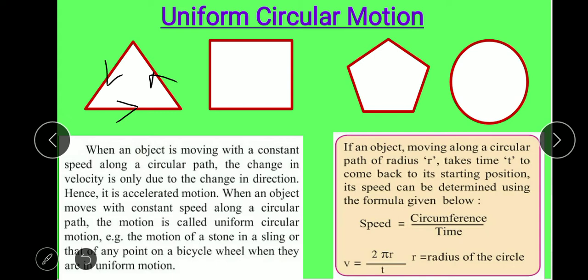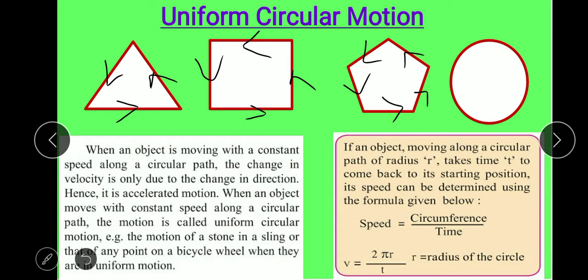In the same way, if the path is of the shape of a square, the vehicle will have to take a turn four times. Students, that means the direction will be changed four times. In the same way, when there is a pentagon, we will have to change the direction five times.